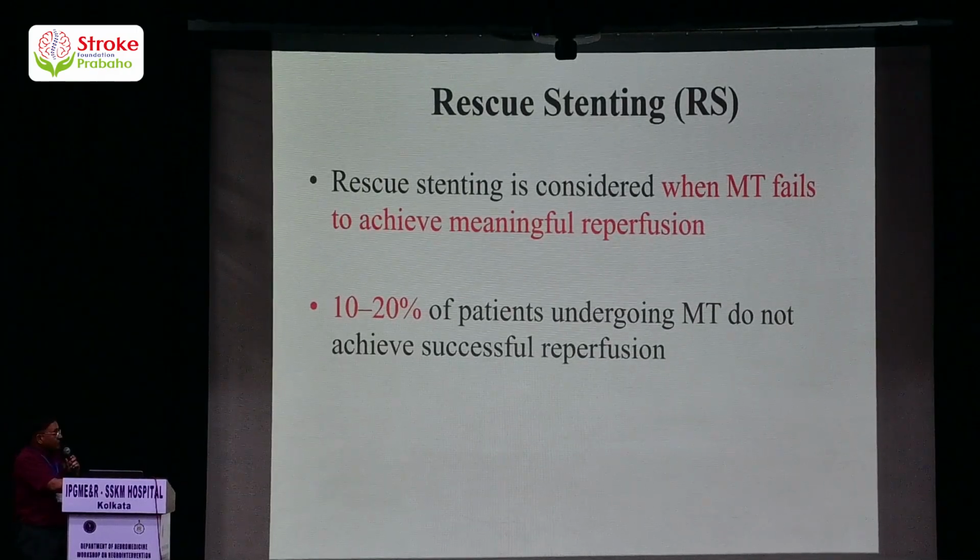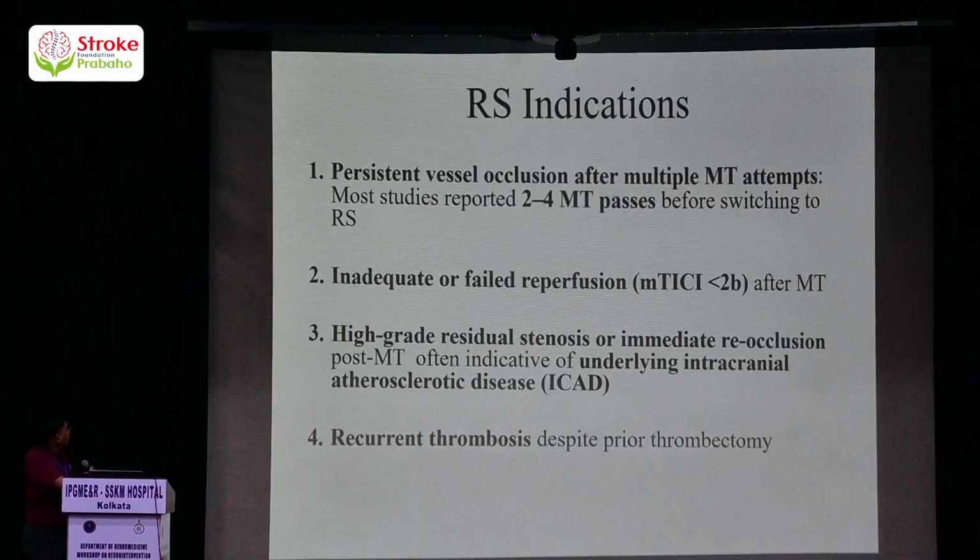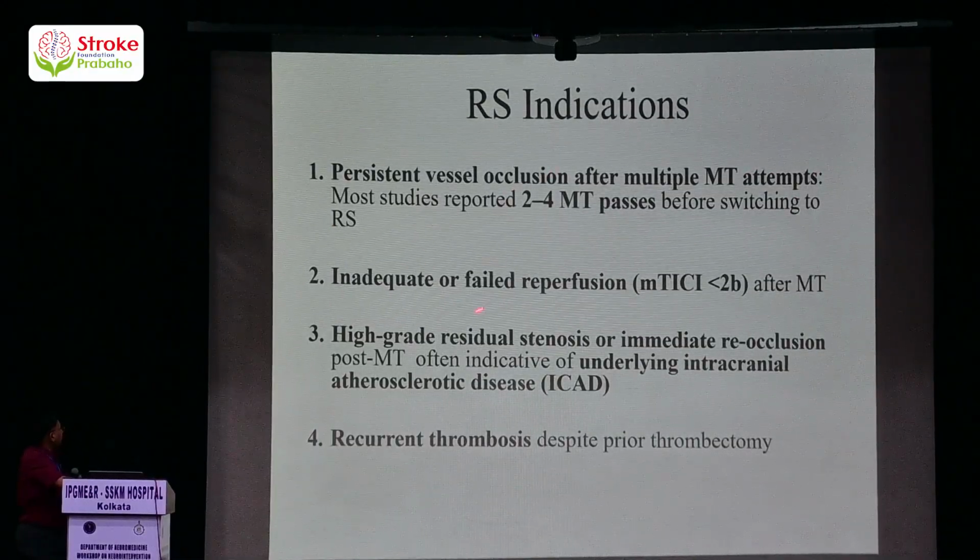Then another thing is rescue stenting. Rescue stenting is when the mechanical thrombectomy fails to achieve meaningful reperfusion, and it happens in 10 to 20% of the cases. So what are the indications for rescue stenting? If there is a persistent vessel occlusion after multiple mechanical thrombectomy attempts, usually 2 to 4 mechanical thrombectomy passes are tried before the patient is subjected to rescue stenting.